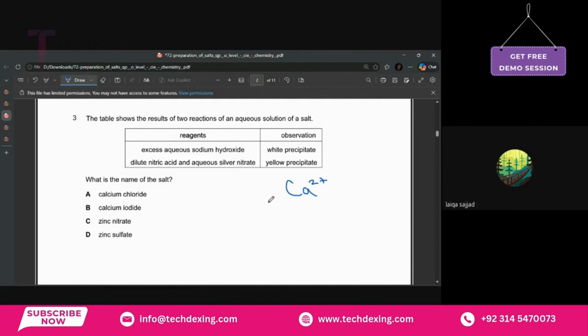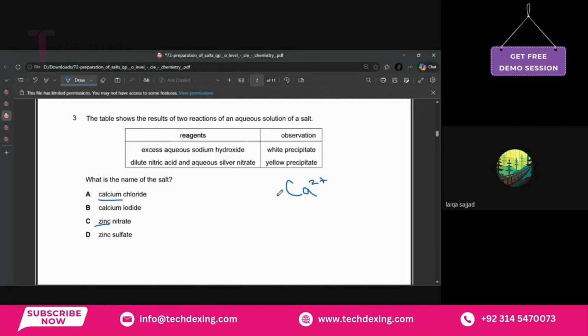And what about the anions? Now, if we want to identify the anions, we are given the options. As far as the cations were concerned, we can see in the options that we had only two possibilities. The first one was calcium and the other one was zinc. How can we now identify the anions, the negative ions? We are given the second result that dilute nitric acid and aqueous silver nitrate gives us a yellow precipitate. The iodide.